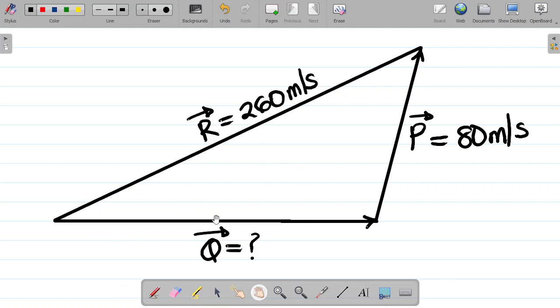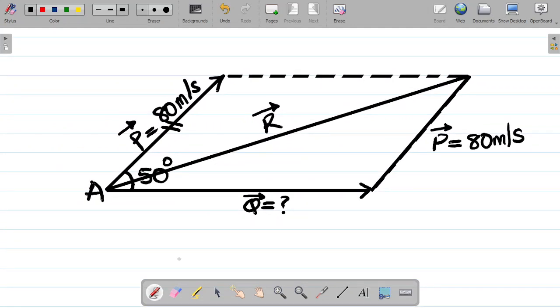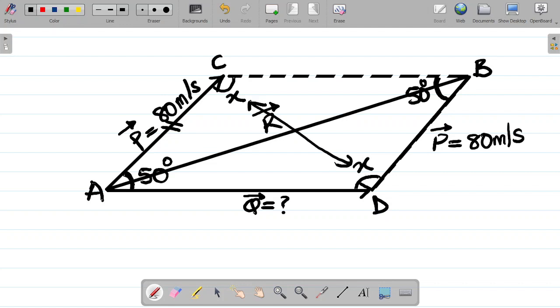Now let's find some of the angles of this triangle. Recall that the angle at this point A is 50 degrees. Since opposite angles are equal, this other angle at the far top right would also be 50 degrees. Let's call this point B, this point at the top left C, and this point D. Having A and B opposite, both 50 degrees, the angle at C, let's call it X, and the angle at D, also X, have to be equal. Again, they are opposite angles.